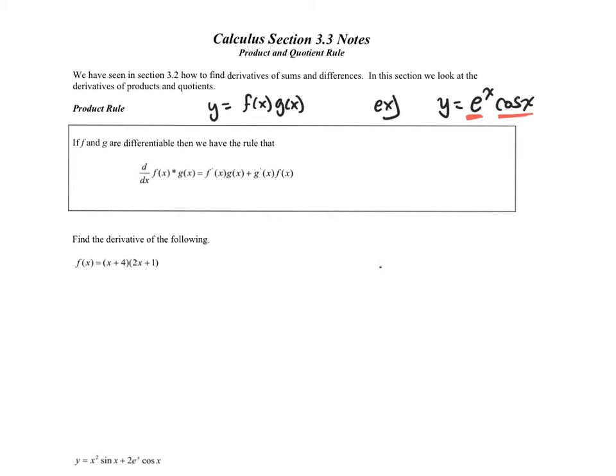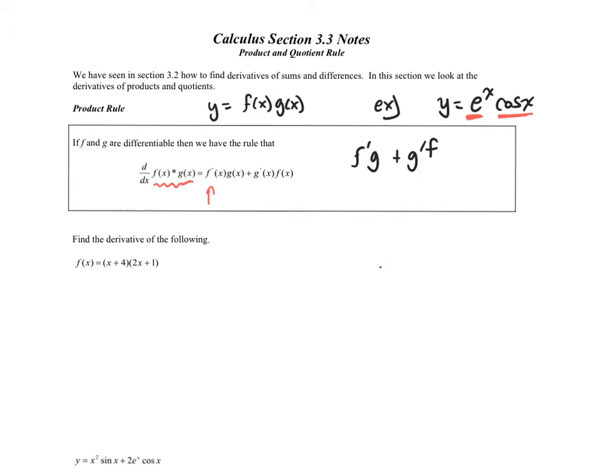So the product rule says if f and g are differentiable, then the derivative of two functions multiplied together is the derivative of the first times the second function without its derivative, plus the derivative of the second function times the first function. A lot of times we'll write this as f prime g plus g prime f. So we take the derivative of the first function times the second function, plus the derivative of the second function times the first function.